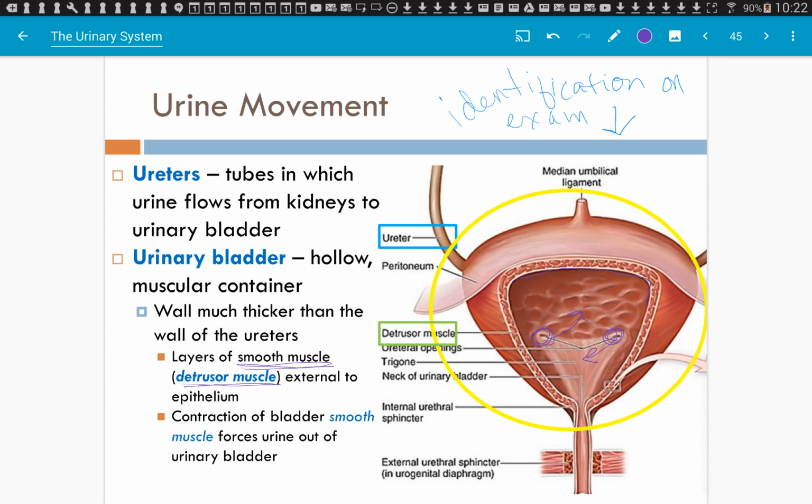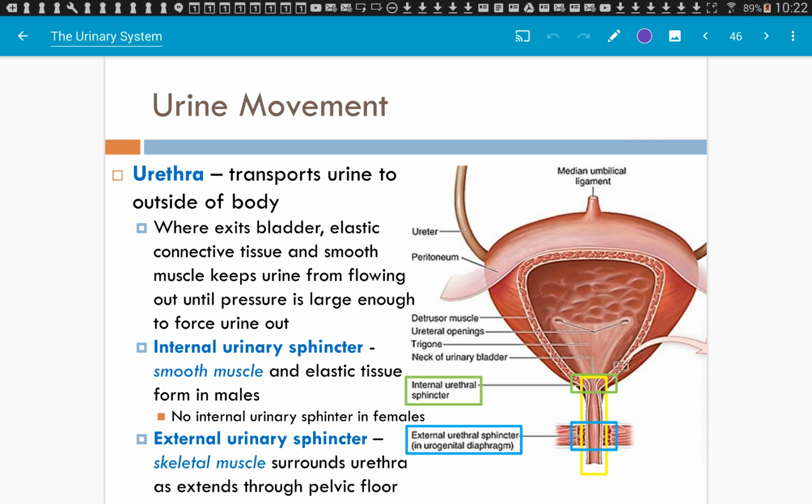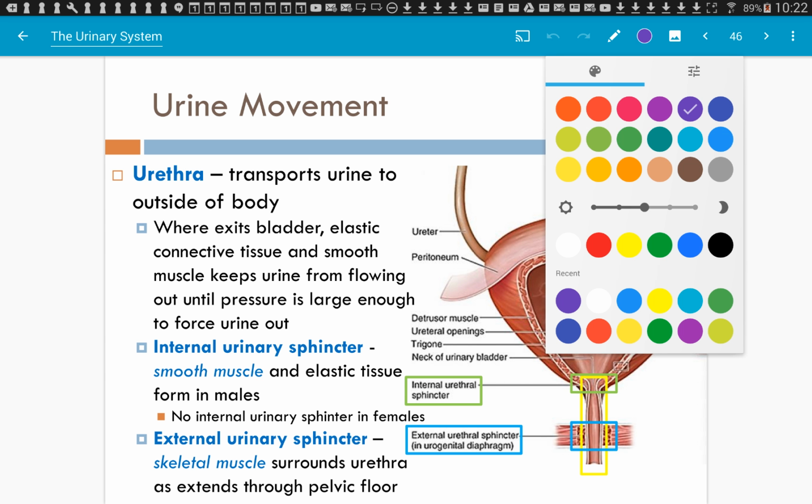Okay? So you have the inner lining, your transitional epithelium, and then the muscular portion of the bladder is the detrusor muscle. So when you urinate, what's happening is this smooth muscle, the detrusor muscle, is contracting. It's smooth muscle, so it's involuntary. So this involves a reflex mechanism to urinate. Okay. So when it is time to urinate, urine is going to leave the bladder through the urethra.